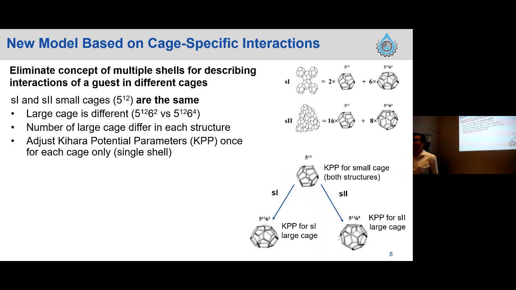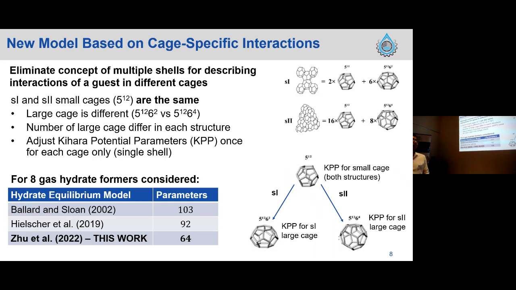And so by removing the concept of a multi-layered shell and instead focusing on the gas-water interactions and how they differ in each cavity, we've actually achieved a significant reduction in the number of parameters needed. From the original Ballard and Sloan model, that was the first to use Gibbs energy minimization, we've improved on that and reduced the number of parameters from 103 to 64, about a 40% reduction. So now let's walk through how this performance actually holds up in practice when we're looking at calculating the hydrate equilibrium temperature.